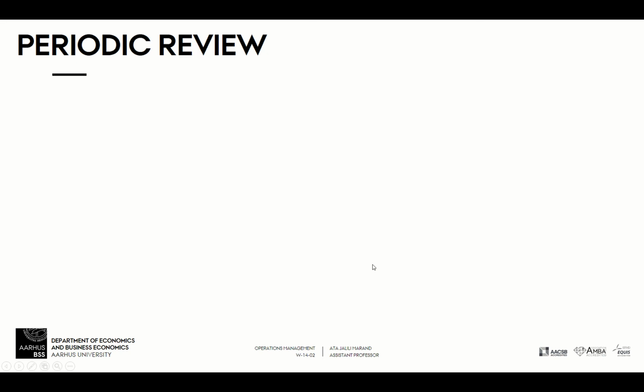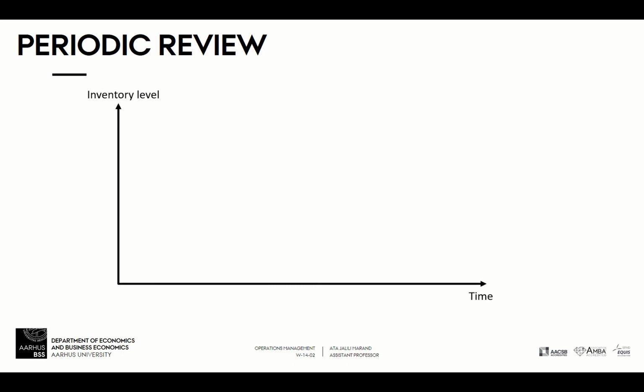Now let's move to the next model, which is a periodic review model. We have the same figure, but this time we want to see how the inventory level would be different if we use a periodic inventory model. In a periodic review model, the inventory level will be checked at regular intervals.